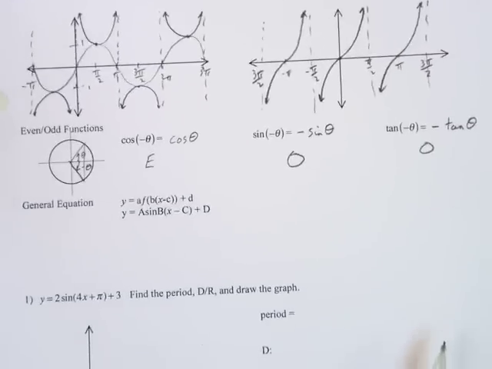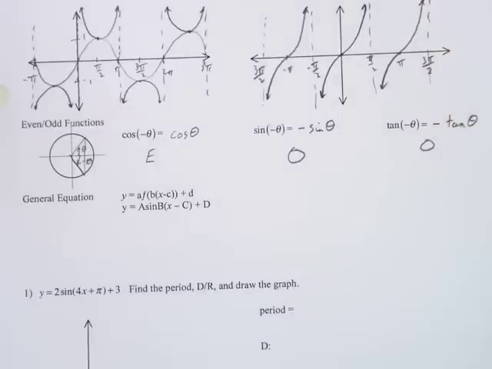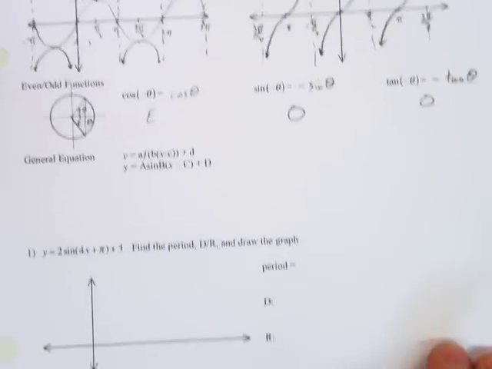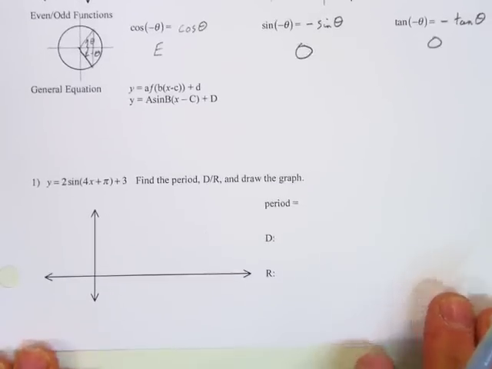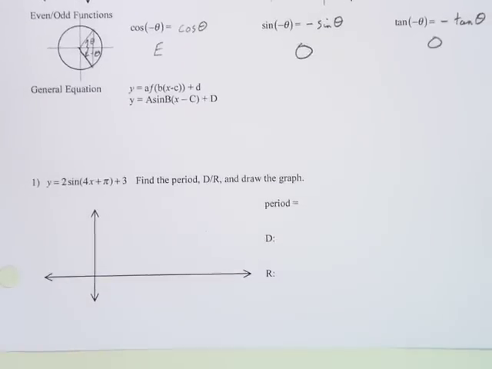Graphing equations. We have a general function equation, a f of b times the quantity of x minus c, plus d, and we look at that with the sine. We call them sinusoidal graphs. We don't use cosine typically because all sine and cosine can be written with either function. So what I want to do in this problem is graph this equation.